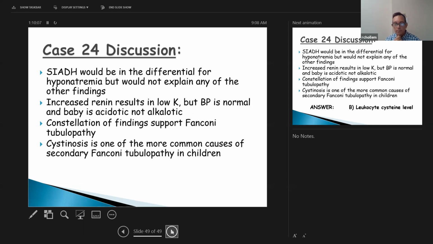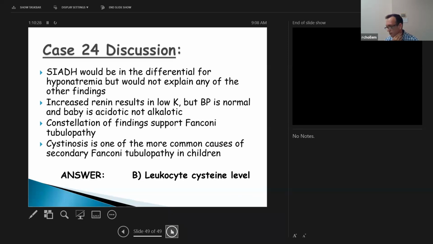Increased renin results in a low K, but blood pressure in this baby was normal, and hyperreninemia or hyperaldosteronism should make you alkalotic, not acidotic. So the constellation of findings supports Fanconi tubulopathy, and cystinosis is one of the more common causes of secondary Fanconi. And it is confirmed by measuring leukocyte or white blood cell cysteine level.